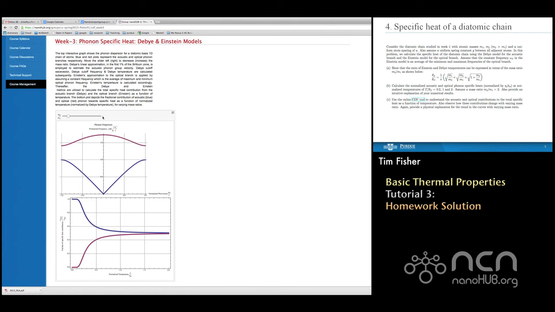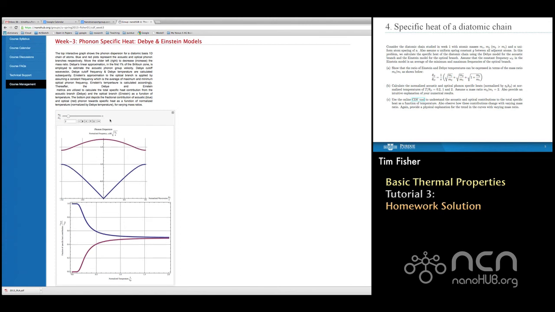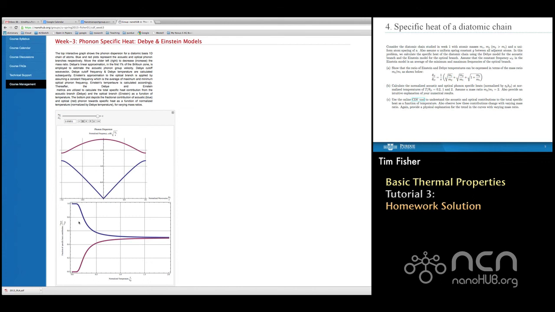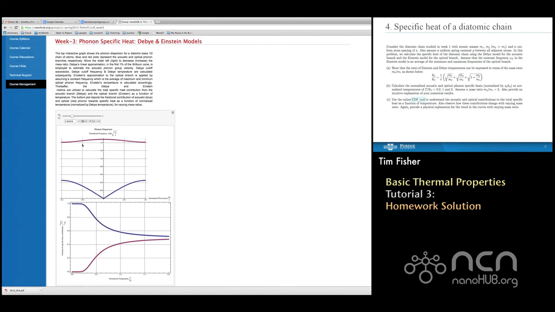I can play an animation here by clicking the plus button at the end of the slider, and by clicking on the play button, I can essentially dynamically change the mass ratio, and you will observe below that as a result of changing mass ratios, the dispersion relation changes, and accordingly the contribution of the Einstein and the Debye specific heat to the total specific heat changes. The graphics in this particular simulation may appear choppy because of a few processor intensive functions that we have used in these calculations.